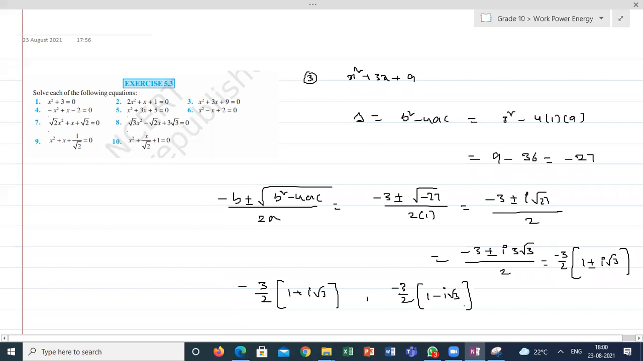This is how we can discuss the roots of a quadratic equation where the discriminant is negative or where non-real roots exist. So you can try all the rest of the questions. Shall we meet with the rest of the questions tomorrow, students? Sir, I have a doubt, sir.